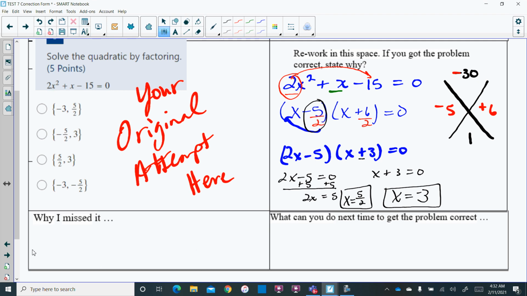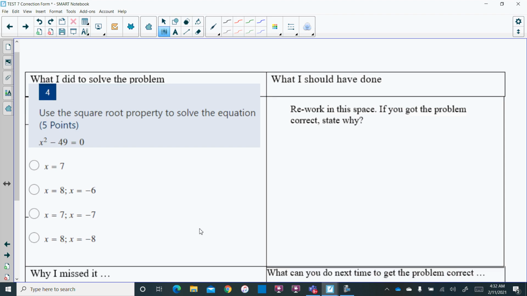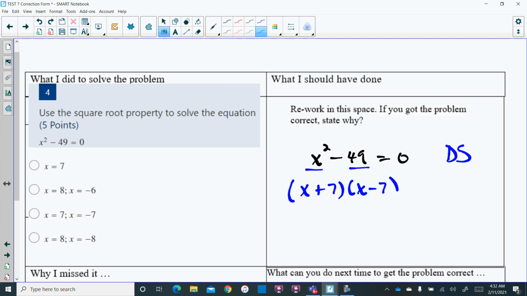And then the last type of problem dealing with factoring, on number 4, is use the square root property. As for work on here, I had some people look at this x squared minus 49 equals 0, and they saw, oh, this is a difference of squares. Because this was a perfect square, and 49 was a perfect square. And when it's a difference of squares, it's just the square root of the first term plus the square root of the second term, and then your x minus 7. Or this is solved using the square root property.